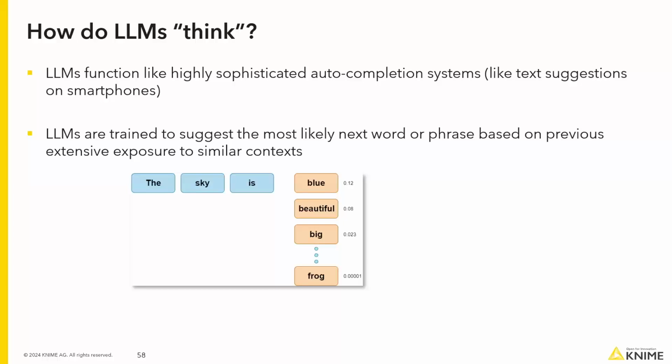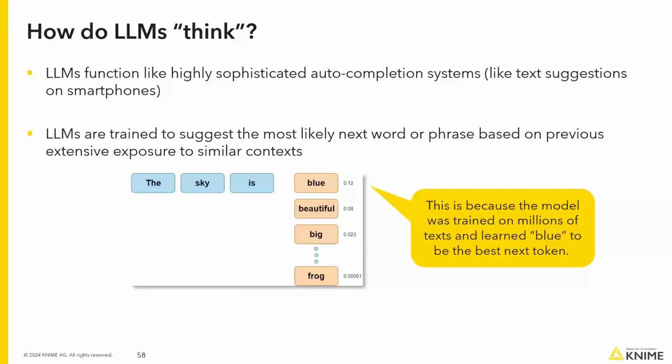And you see here an example. For the phrase "the sky is," the model has learned, based on the amount of text corpora it has been exposed to, that the most likely word would be blue.